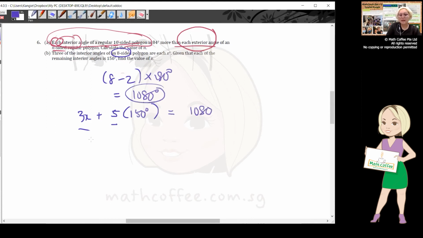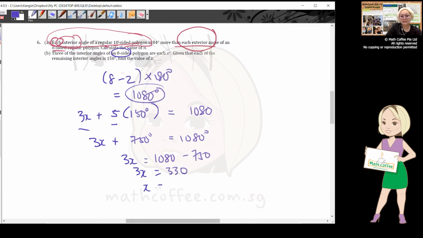So 3x plus 150 times 5, which gives me 750, equals 1080. So 3x is equal to 1080 minus 750. I get 330. So 3x is equal to 330, and x is equal to 110 degrees. Done. I settle this question. So the tricky part of this question is that they mentioned remaining angles. How many? You must take 8 minus 3, then you will know that the remaining is 5.